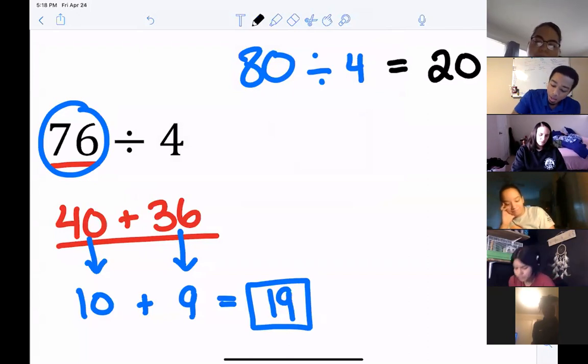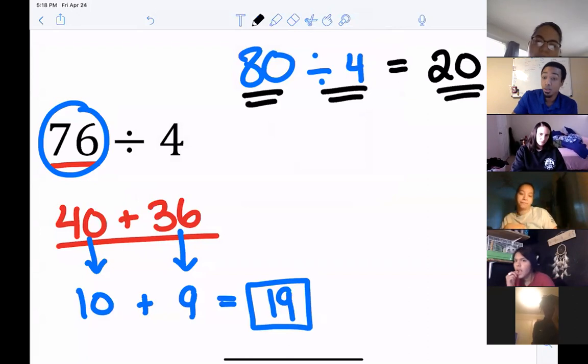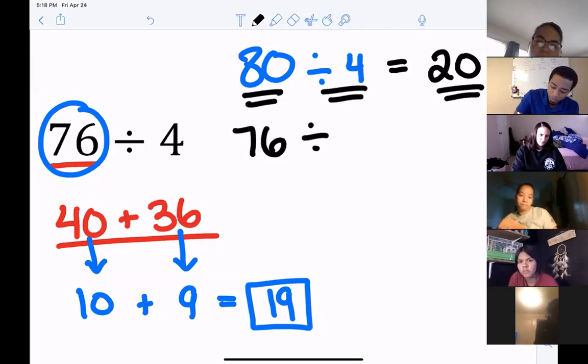It means how many groups of 4 can fit into 80. 20 groups of 4 can fit into 80. But we're not trying to see how many groups of 4 can fit into 80. We're trying to see how many can fit into 76.